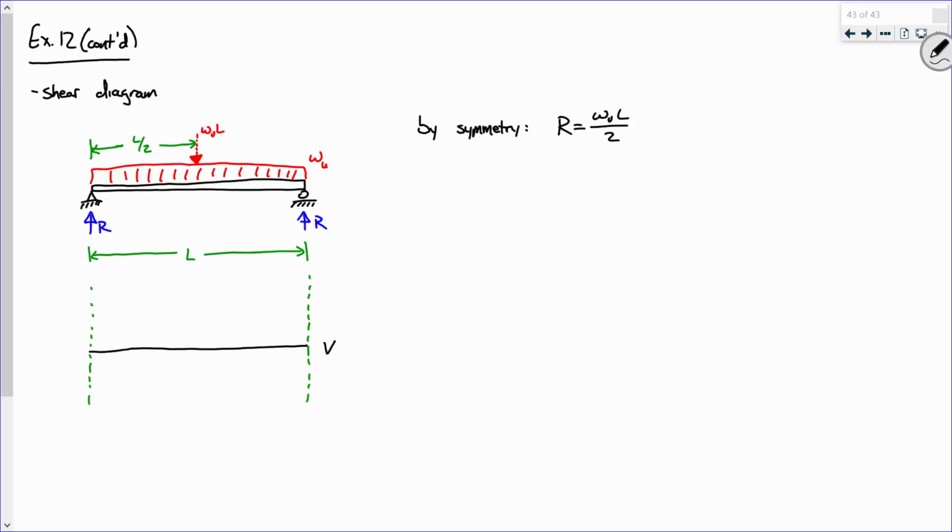draw the shear diagram. And what's that going to look like? It's going to go up. It's going to go down. And it's going to go up, right? Are you with me on that? Okay. So something about like that. About like that. There we go. So this is positive WL over 2 minus WL over 2.